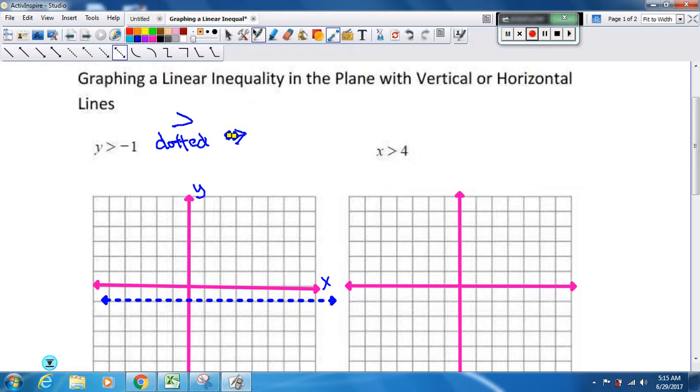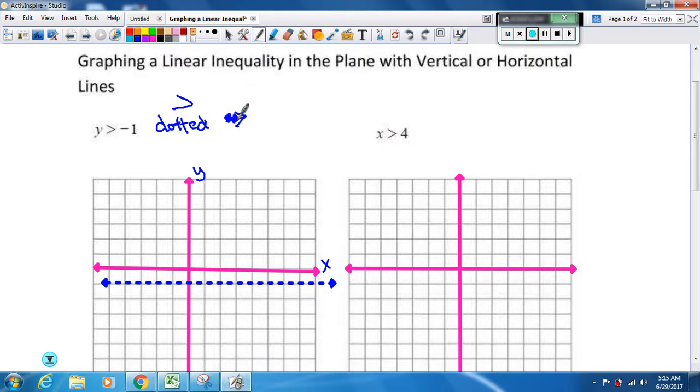So here's the rule. Let me fix that. Okay. So here's the rule with horizontal lines. If it's greater than, you color above the line. If it's less than, you color below the line. So this is a greater than problem, so we are going to actually color above the line. And that dotted line means don't color the line itself, so make sure you don't color the line itself.